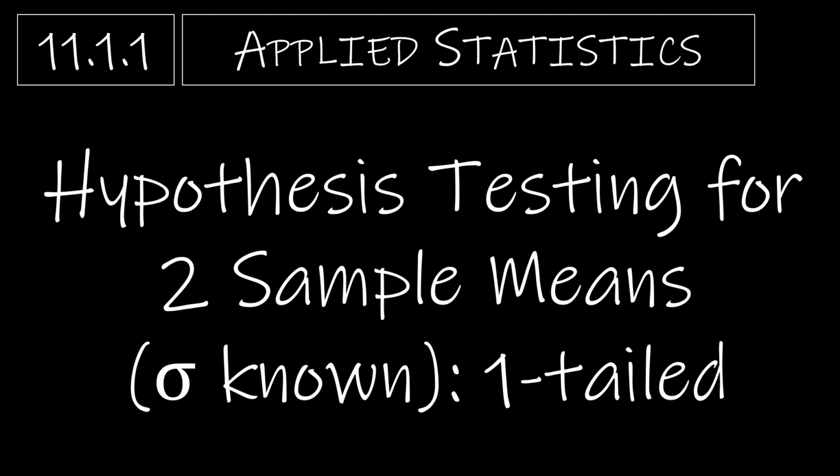In Chapter 11, we are going to continue hypothesis testing, but Chapter 11 is all about two samples. So in the same way that we created confidence intervals with two samples, we are going to also create hypothesis tests for two samples. In this video, we'll focus on one-tailed tests for two sample means where sigma is known.